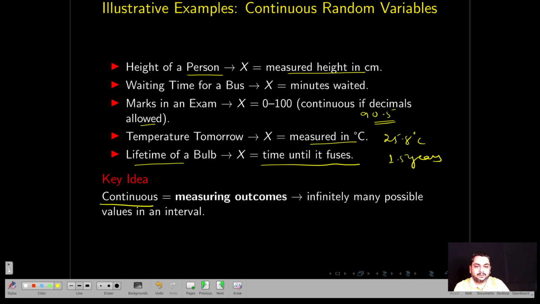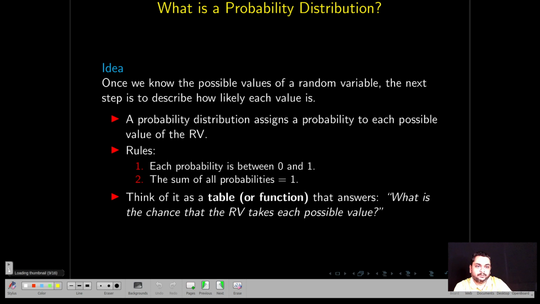So what is the idea behind this? Continuous means measuring the outcomes, not counting. Infinitely many possible values in a given interval, then it will be continuous. Now you understood the basic concept of the random variable and discrete and continuous random variables. Now you'll understand what this probability distribution is.